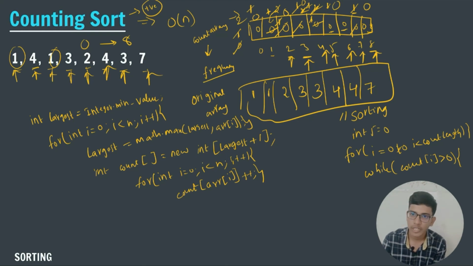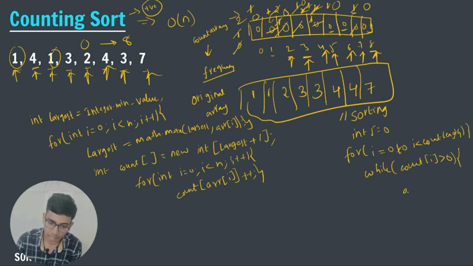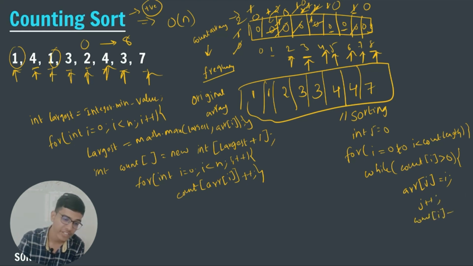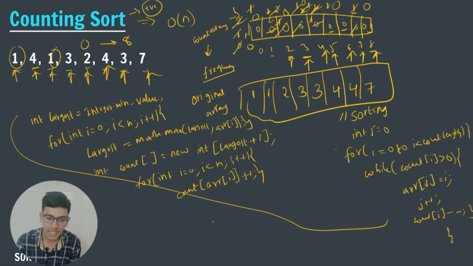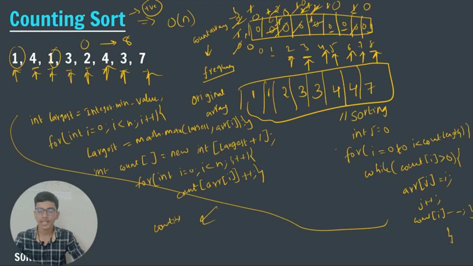So what I am doing is assigning the value of arr of j equals i. After that, I am doing j plus plus and count of i minus minus. The frequency is decreasing from 2 to 1, 1 to 0. You can see that the frequency is decreasing. So these are the things I am doing, and this is the pseudocode for my counting sort. So if you didn't understand, let me tell you again.